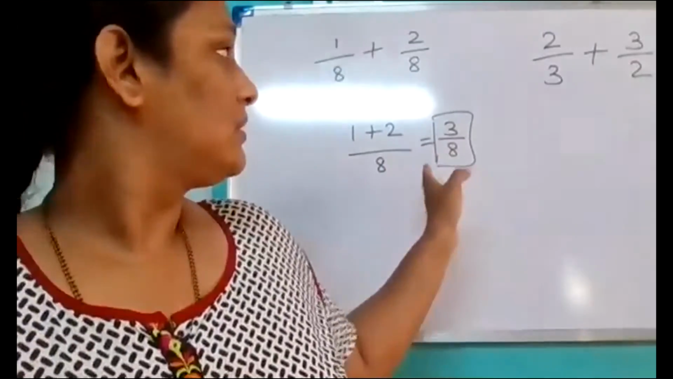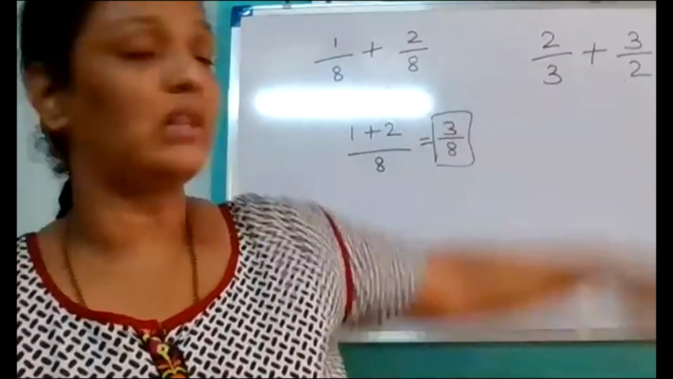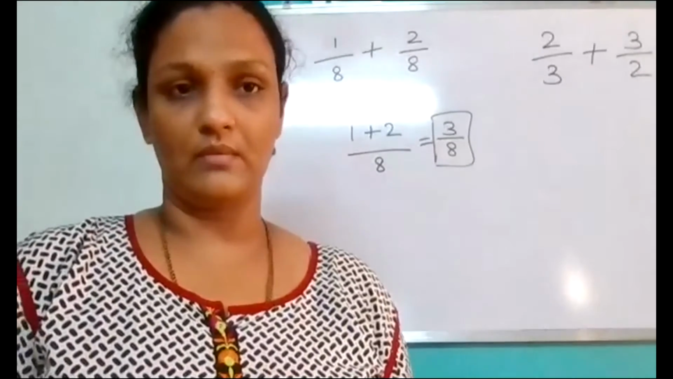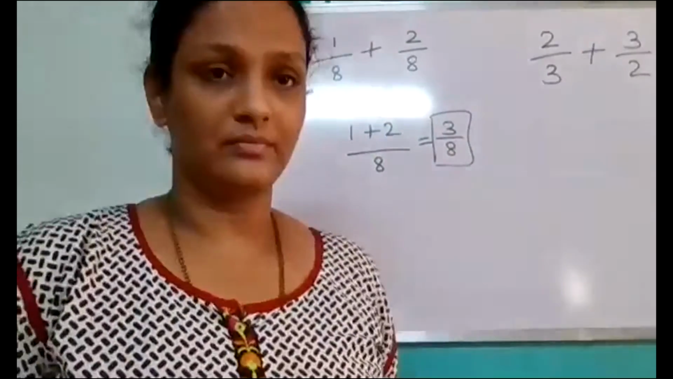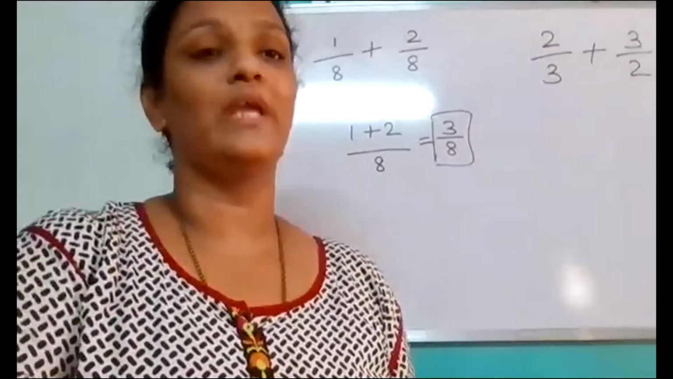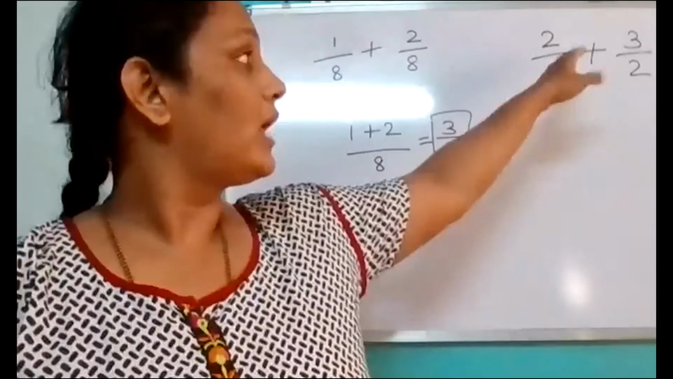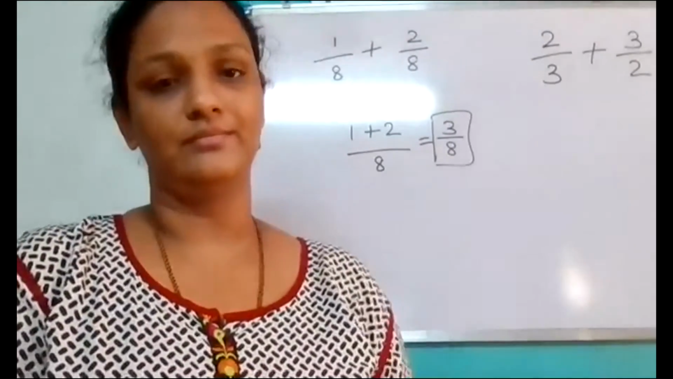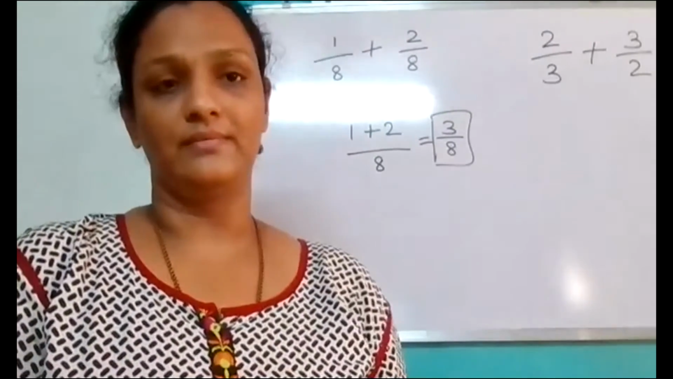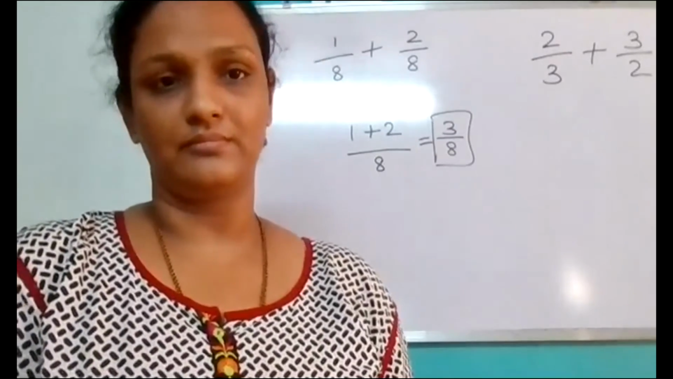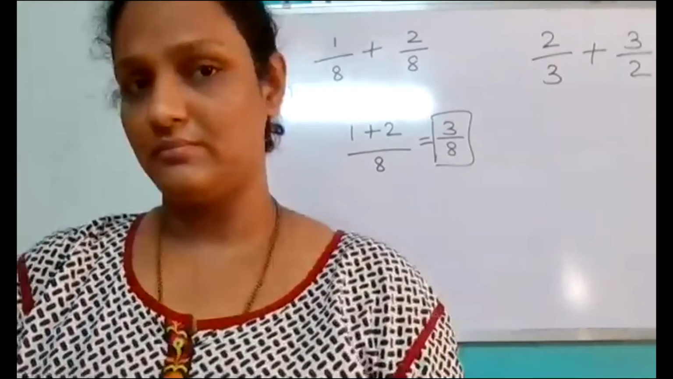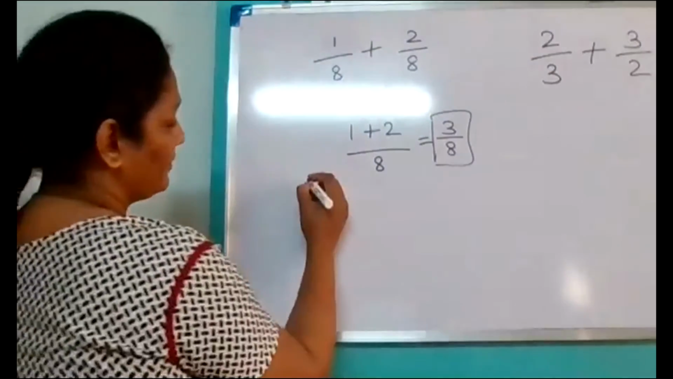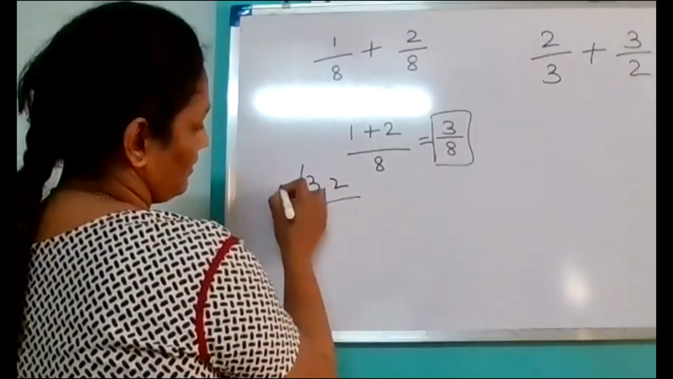Okay. Now next, I have here 2 by 3 and 3 by 2. Can I add that? No, ma'am, we have to find the LCM. Yes, that's lovely. So now tell me what is the lowest common multiple here. We all know how to find the LCM, right? Ma'am, we have to start with the smallest number first.